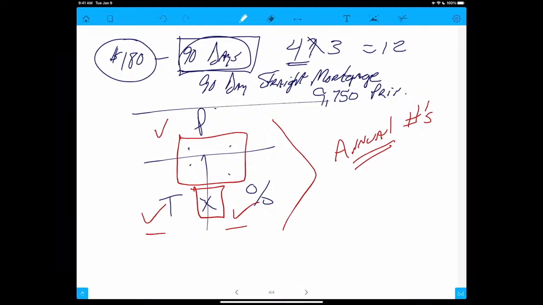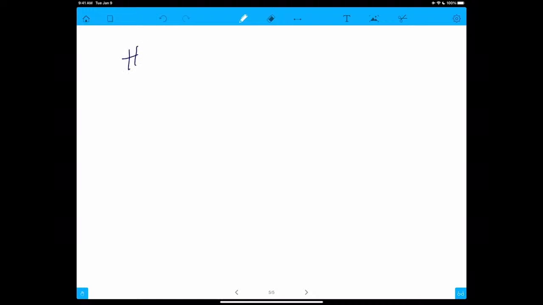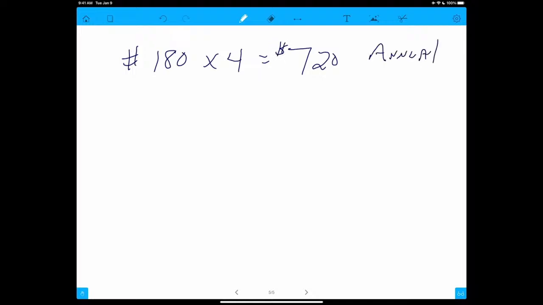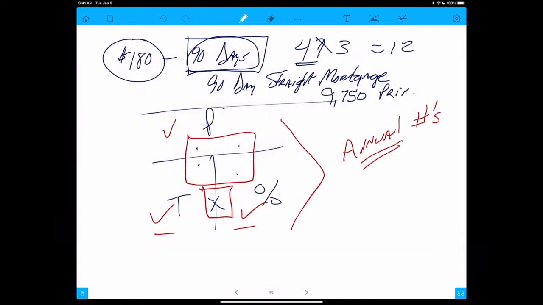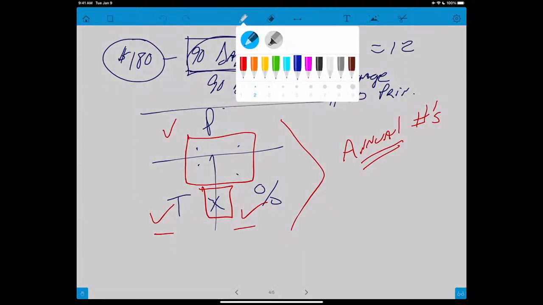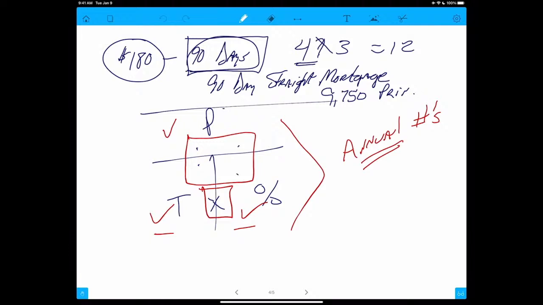Okay, so let's walk through the steps here. Your first step is to take $180 and multiply it times 4 so we can get the annual numbers. Remember, we have to work everything in annually before we can plug it into the T problem. The next part that I alluded to a little bit, but didn't explain in depth, is that we have this thing called part, and we have this thing called total.